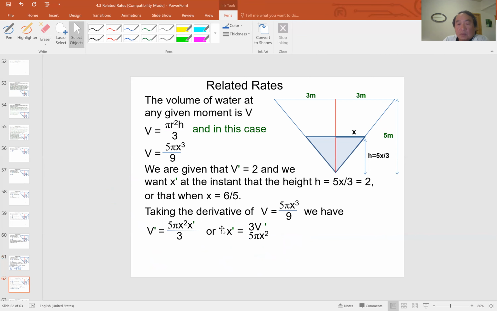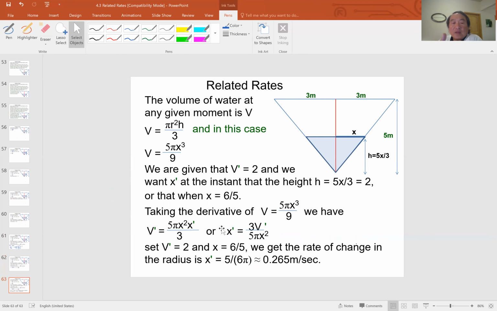Okay, so when V prime is 2 and x is 6/5, I believe height equal to 2. Whatever the original condition, we can easily figure out x, and V prime is 2 cubic meters per second. Put into this formula, you can find out what dx/dt is. It comes out numerically to roughly 0.265. Okay, so that's how all these different measurements change.